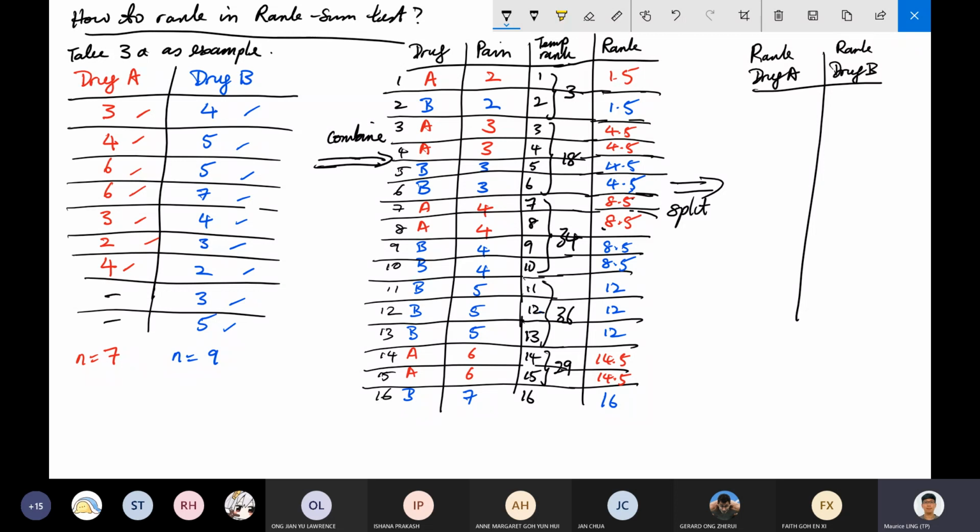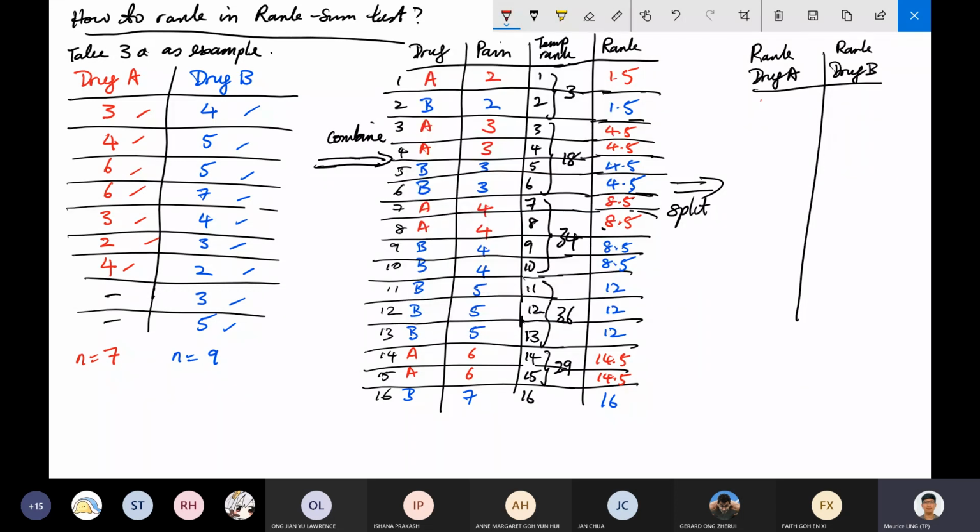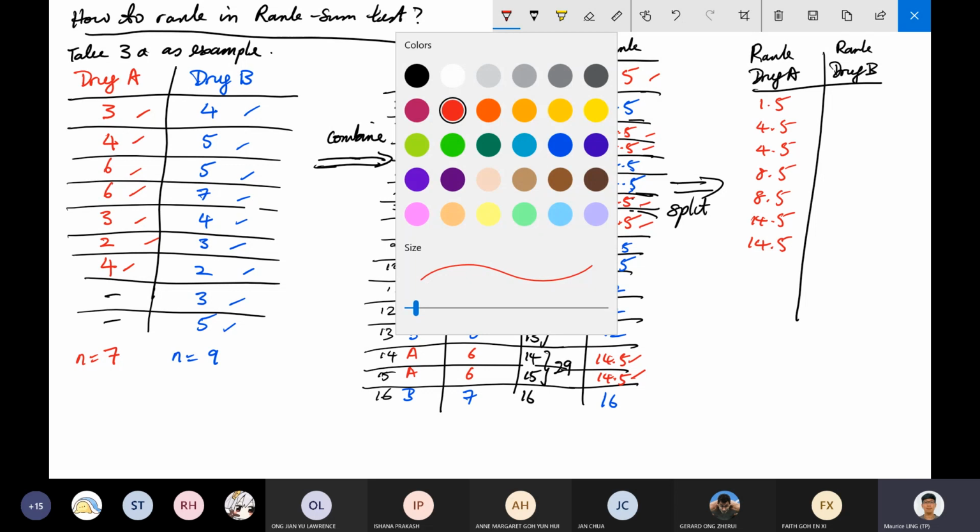Okay. So rank for drug A, we just collect all the red ranks. 1.5, 4.5, 4.5, 8.5, 8.5, 14.5, 14.5. Okay. Then drug B is the blue ones.